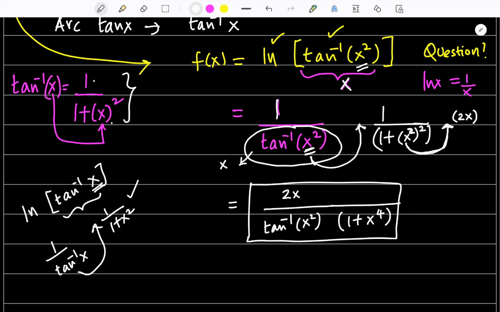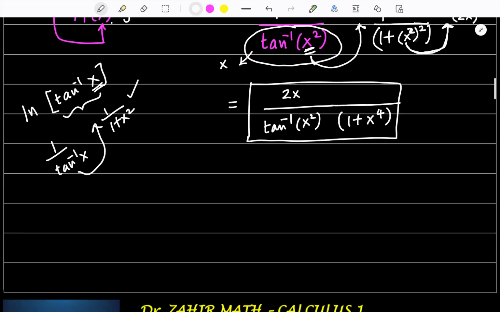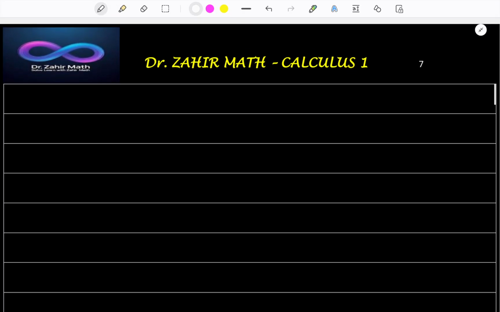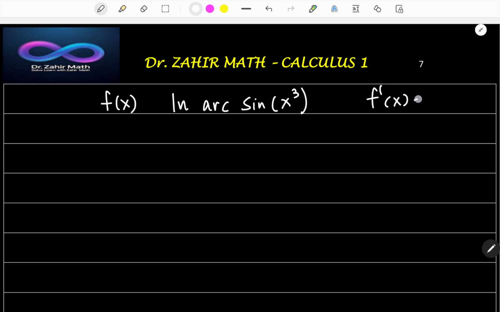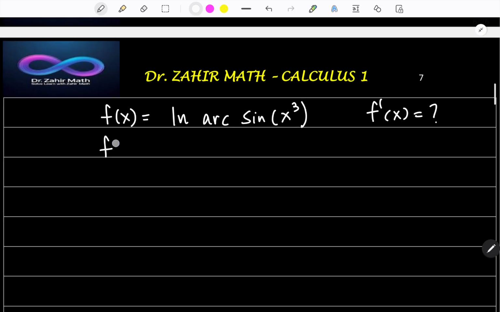Suppose I give you the same kind of question, but with sine. Suppose I give ln of arc sine of x cube. This is your f of x, and I'm asking what is your f dash of x. The question is: f of x is equal to ln of arc sine, which is nothing but sine inverse of x cube. So the question is f dash of x.